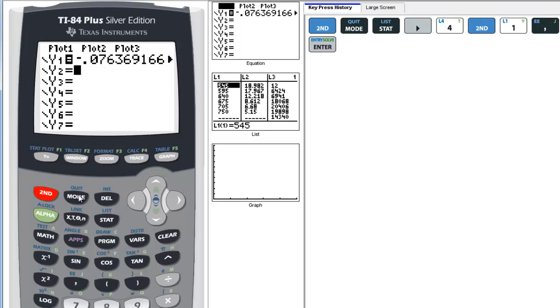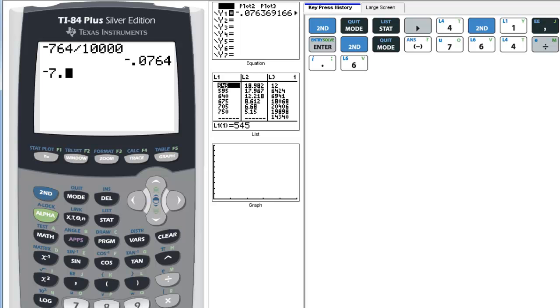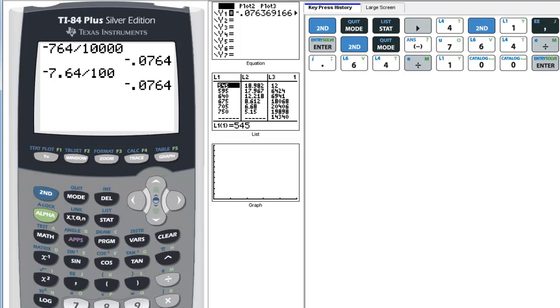Let's get out of this window right here. So, for example, you could write that slope as minus 764 divided by 10,000, if we report it to 4 places like that. You could also write the same slope as negative 7.64 divided by 100. Anyway, there you go. And of the two, I think the second one is probably the easiest to articulate.